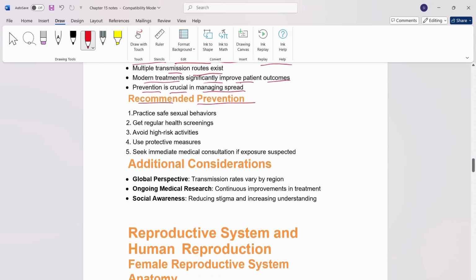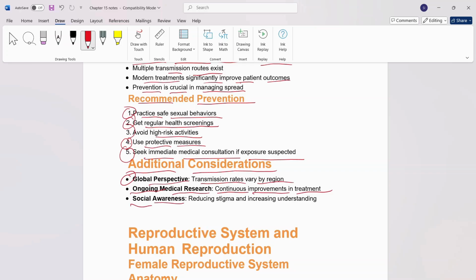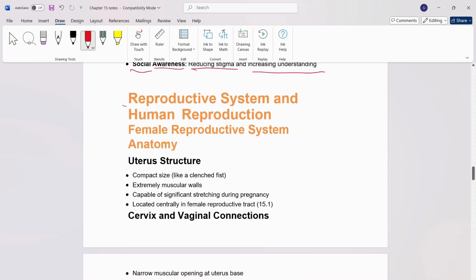Recommended preventions, what can they be? Number one, practice safe sexual behaviors. Get regular health screenings. Avoid high risk activities. Use protective measures. Seek immediate medical consultation if exposure is suspected. Now, additional considerations: global perspective, transmission rates vary by region, ongoing medical research, continuous improvements in treatment, social awareness, reducing stigma and increasing understanding.